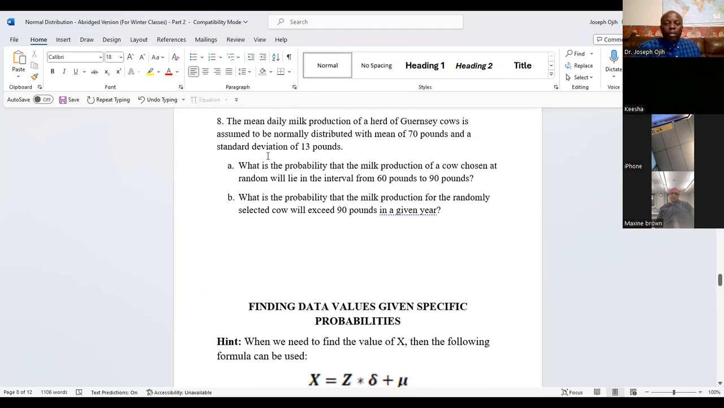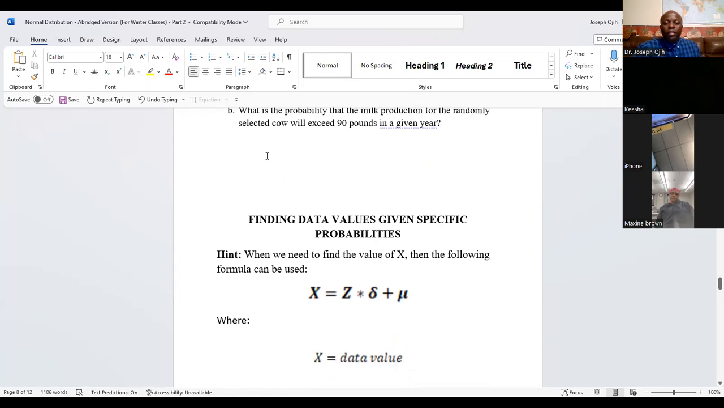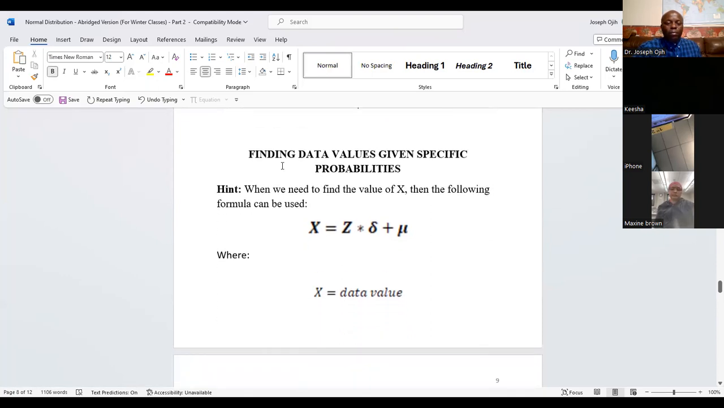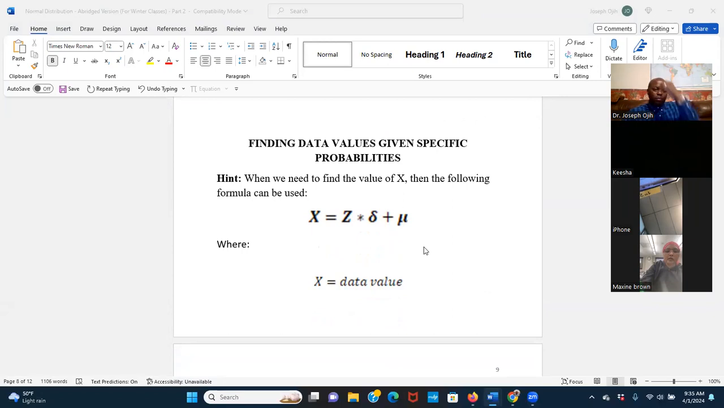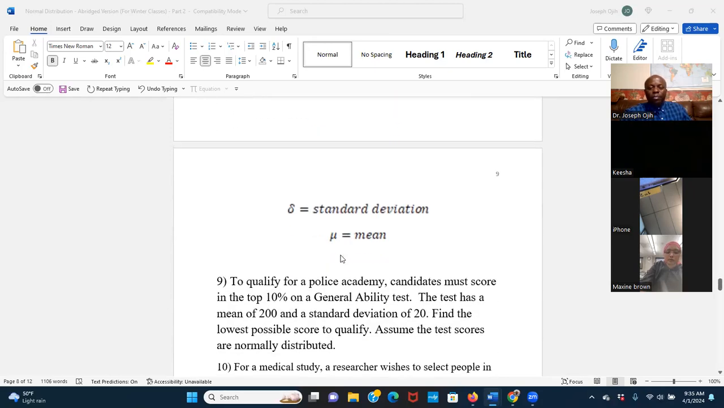Let's go to how to find the X value. It's finding the data value when we are given specific probabilities. To find that, we use the formula. You can see the formula on the screen. This is just one of the formulas. There are two of them, but this one is easier. X equals z times standard deviation plus the mean, where x represents the data value we are looking for, sigma is the standard deviation, and mu is the mean.